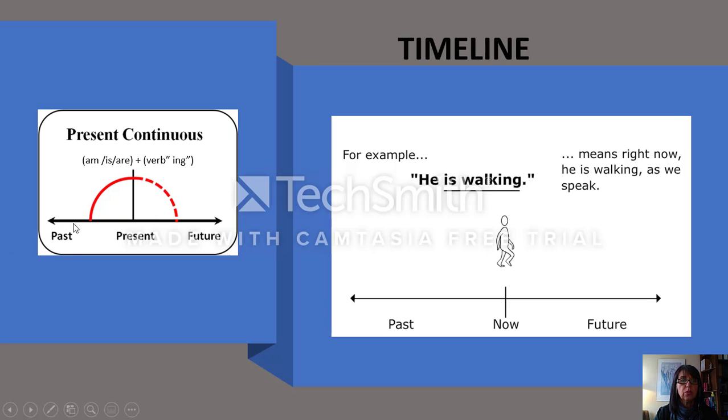So let's see now the timeline of the present continuous. We have the past, the future, the present. It tells us about an action which started just a little before the present and will continue a little bit afterwards. Let's see the example here. This guy is walking. So he started walking a little bit before. He is walking right now, and he will continue to walk as we speak until he gets wherever he goes. So there is space of time before the present and after the present in which the action of walking, in this case, is taking place.